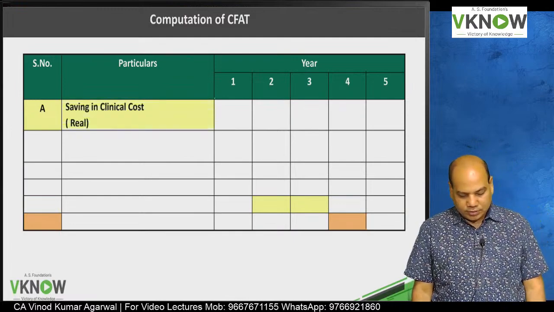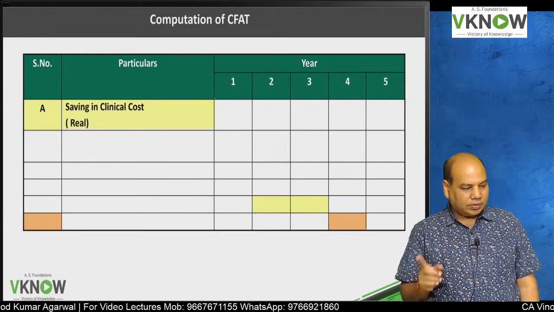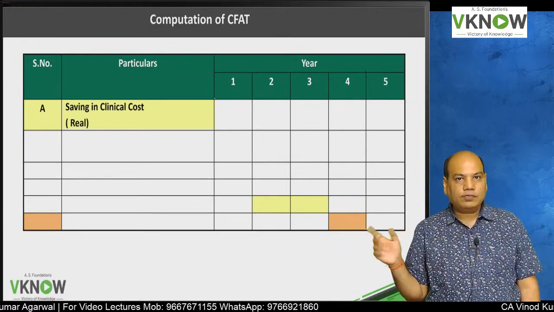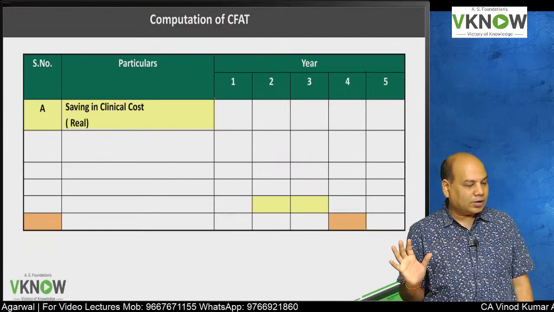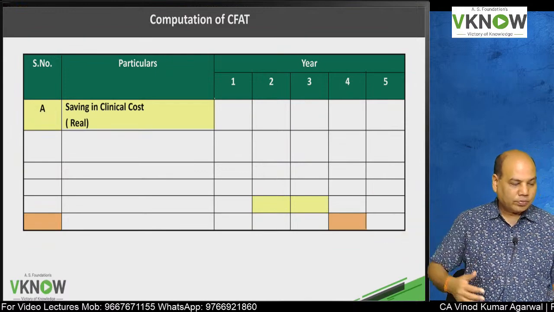So first you write serial number, particulars, year. Under year 1, 2, 3, 4, 5. Take a scale, draw lines. If you have a scale at home. If you don't have, go to some neighbor, borrow and come.